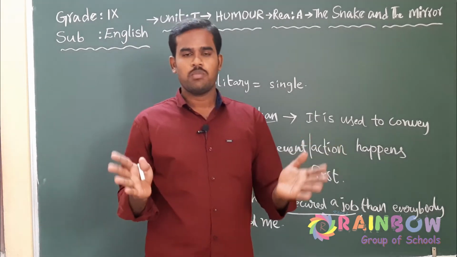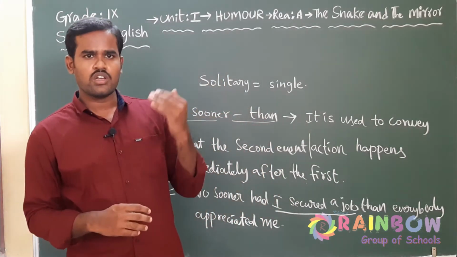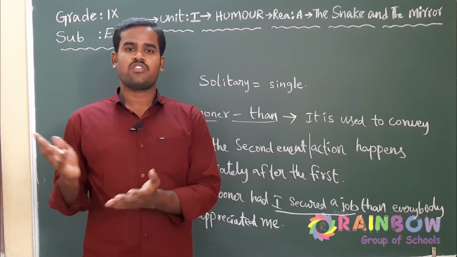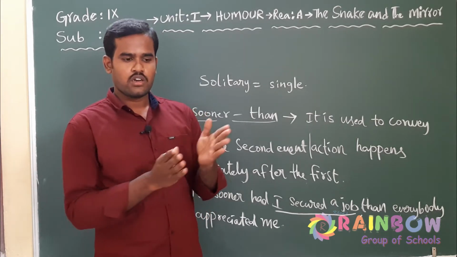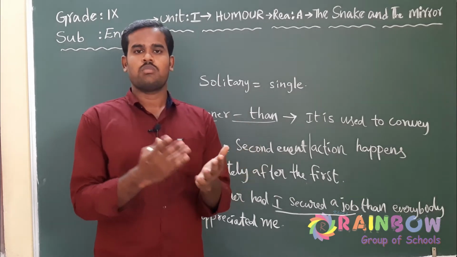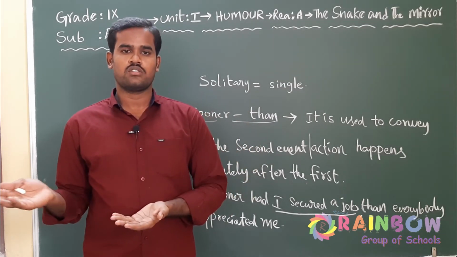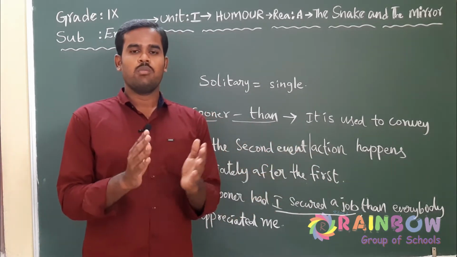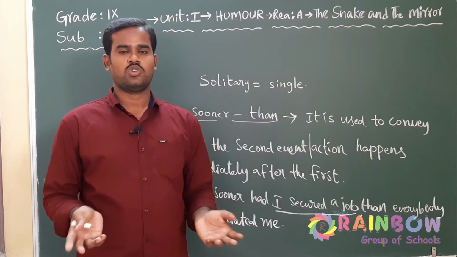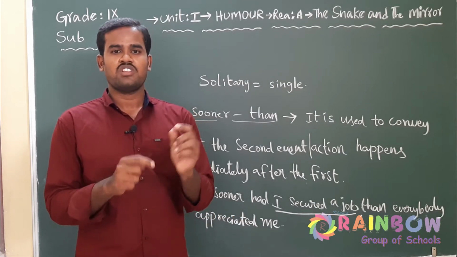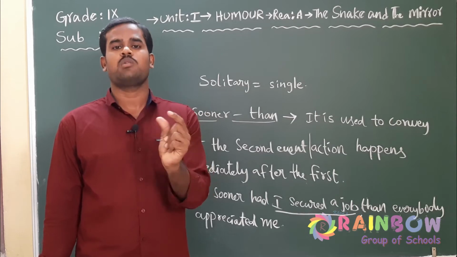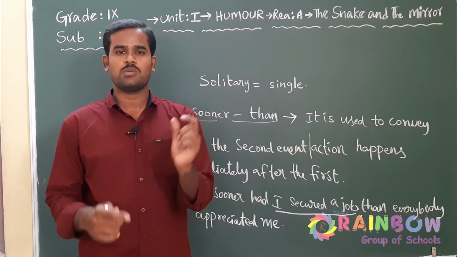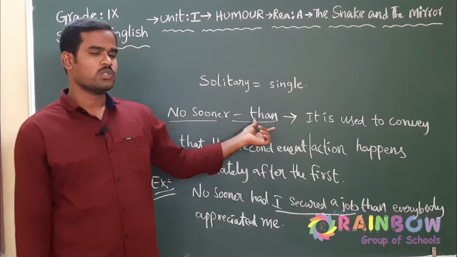So these are some best examples. No sooner had I entered the railway station than the train had left. Here the first action is you entered the railway station, but the train was no longer there. Okay, so it is very simple. The second action will happen immediately after the first action. So two actions will happen with a short time gap, with a little time gap. This is the meaning. So "immediately" and "as soon as" are simple meanings for the phrase "no sooner than."